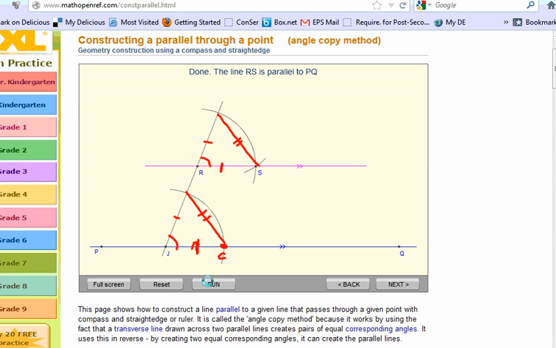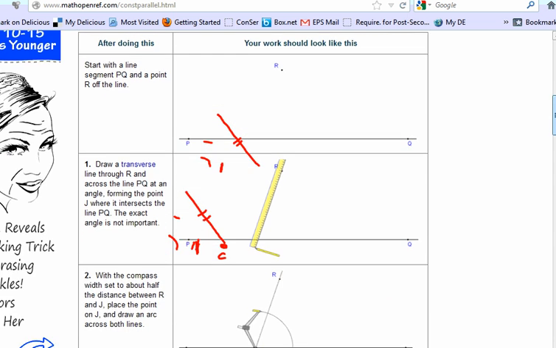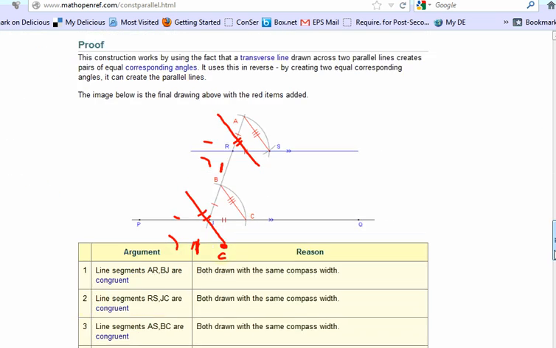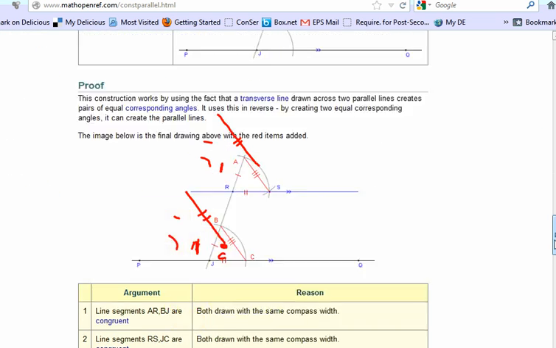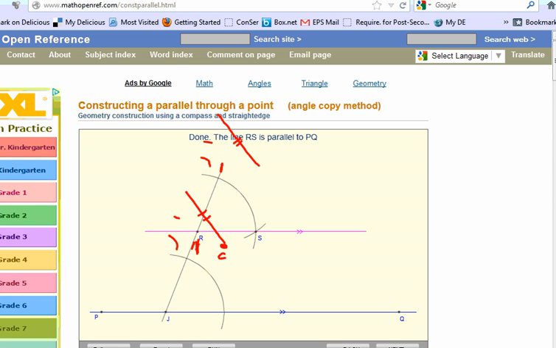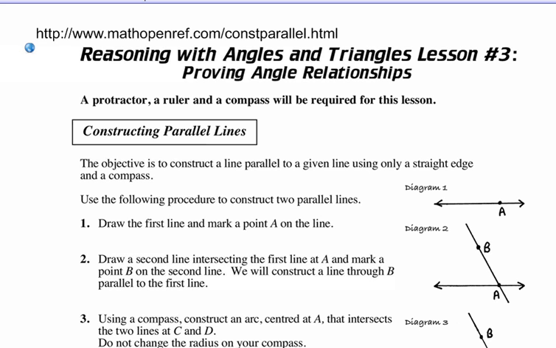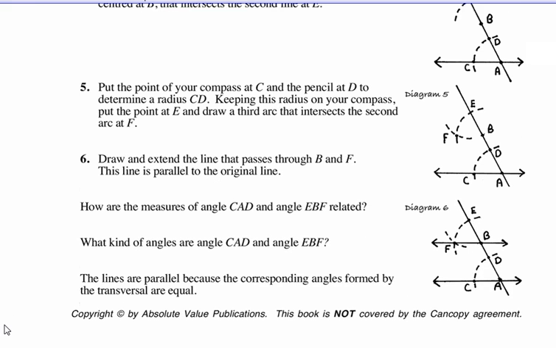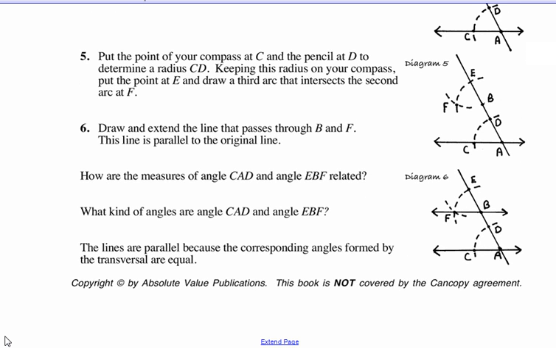If you scroll down on this website, you'll see the steps as well as the explanation of why this works and how we can make parallel lines. Okay, so erasing all of this, going back to our notes, the explanation again is all in this part here. We can go through an example of how to do that on the next page.